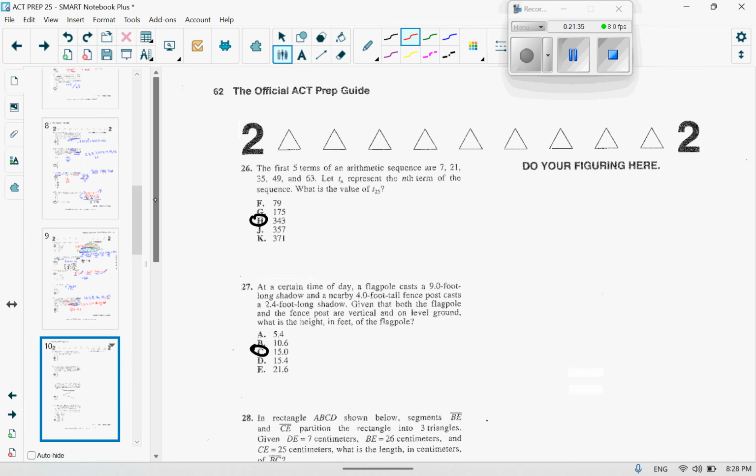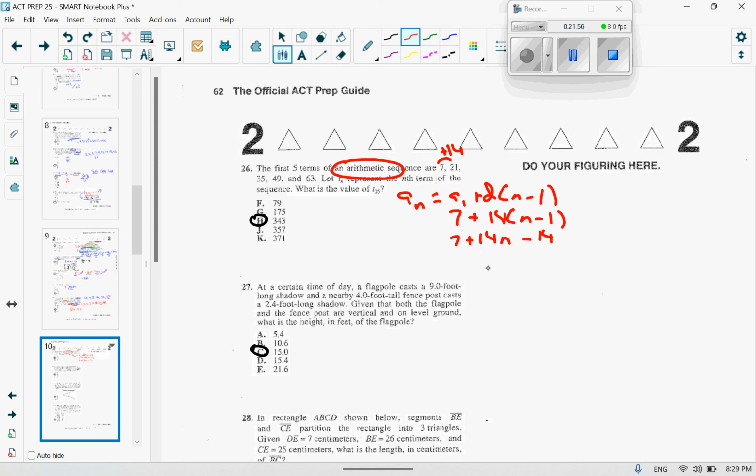First 5 terms are that. This is an arithmetic sequence, so if you know the formula of a sub n equals a sub 1 plus d times the quantity n minus 1, where I'm going up by 14 every single time, so I'd get 7 plus 14 times n minus 1, aka 7 plus 14n minus 14, or 14n minus 7, and I can plug in 25 directly for that to give me 343.